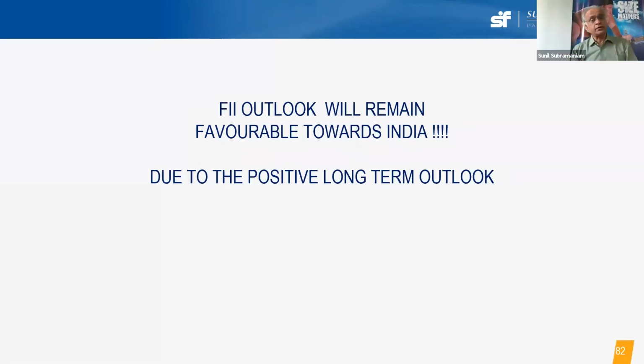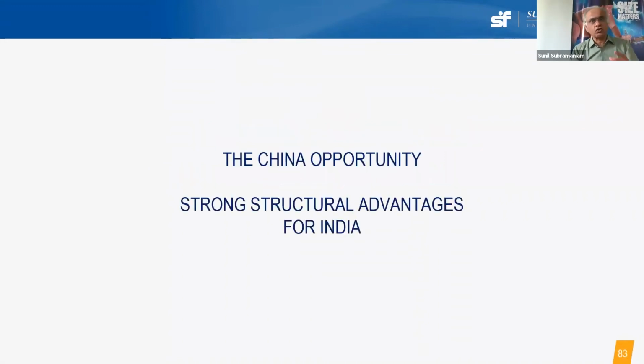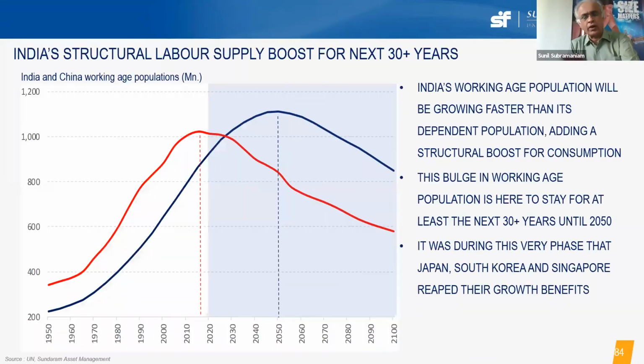But all FIIs don't look only at 22. There are FIIs like pension funds who look 10 years from now, and sovereign wealth funds who look 25 years from now. So they also invest now because of the correction, because they think India will bounce back as an economy on a much stronger and much more sustainable basis. What is the thought process behind this? It is that India has strong structural advantages vis-a-vis China.